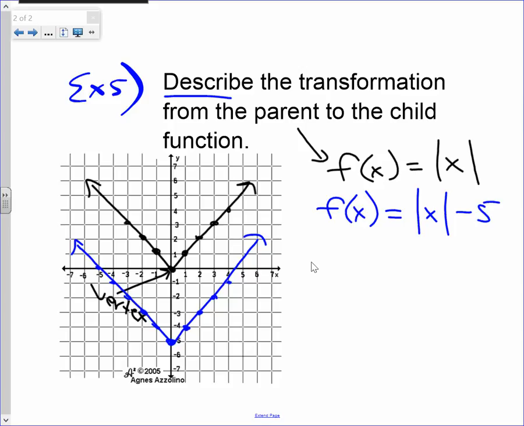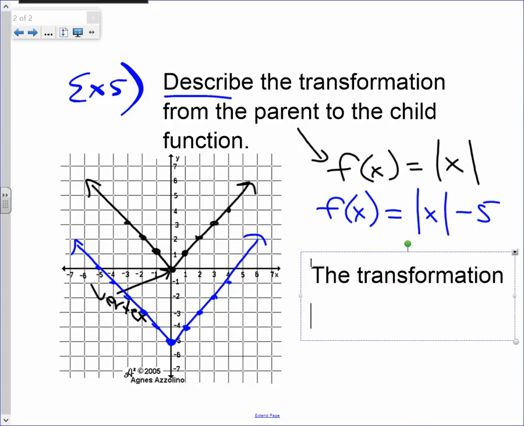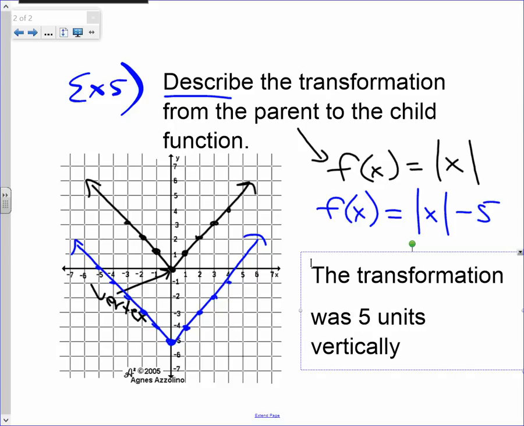We're going to describe the transformation that took place. So write f of x equals absolute value of x minus 5, and underneath that, let's describe the transformation. Here we go. The transformation was 5 units vertically downward. That's the transformation. I just described the child, right, Verduzco? We described the child in blue. Stay with me, Rios. The transformation was 5 units vertically downward.